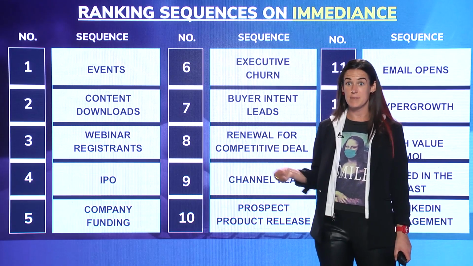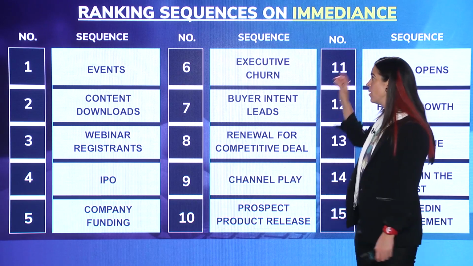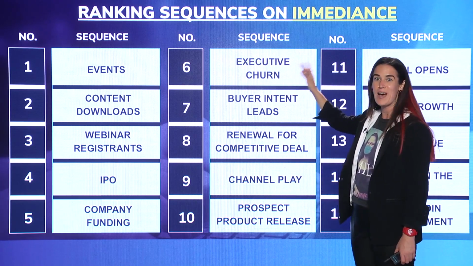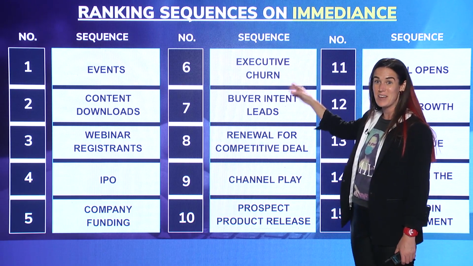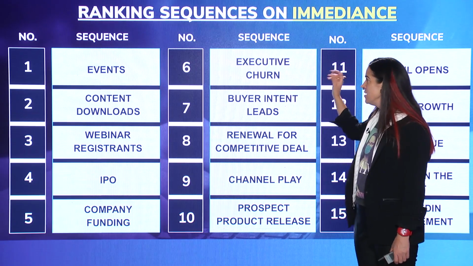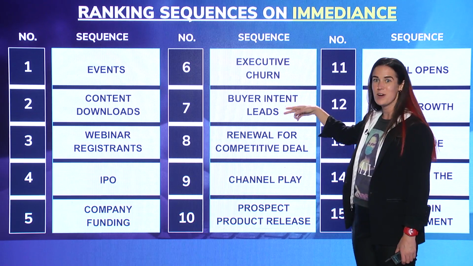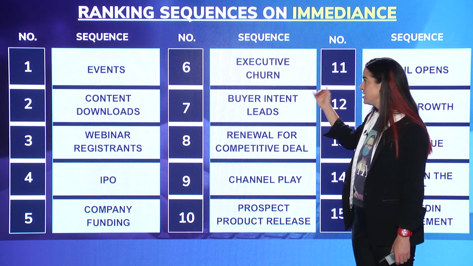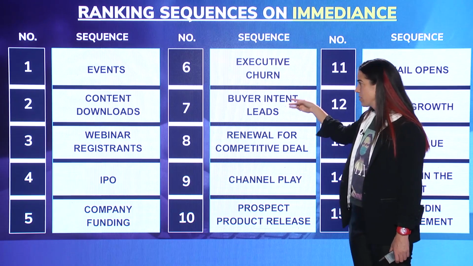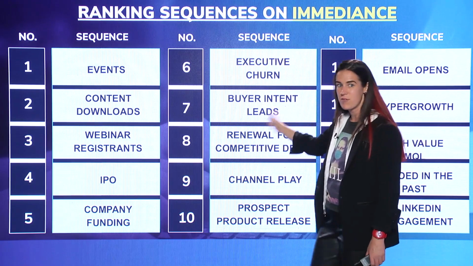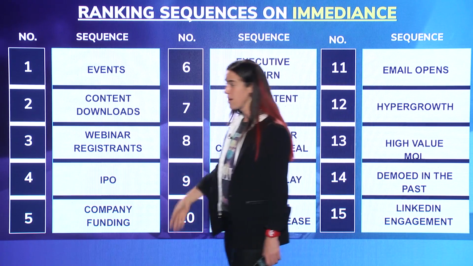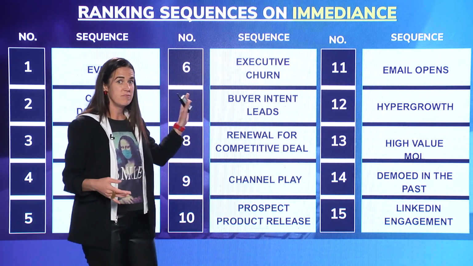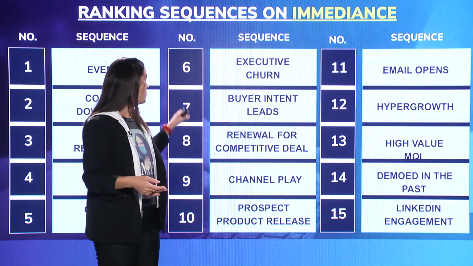Out of those 30 sequences, I broke it down. 15 of them are time sensitive. So let's start from the top. Number 1, event attendees. After an event, the proximity to the event is key for the lead. Number 2, content downloads. How long ago did the person download the content? There's a shelf date on that. Number 3, webinar registrants. Number 4, IPO. 5, company funding. 6, executive churn. Very, very time sensitive for that one.